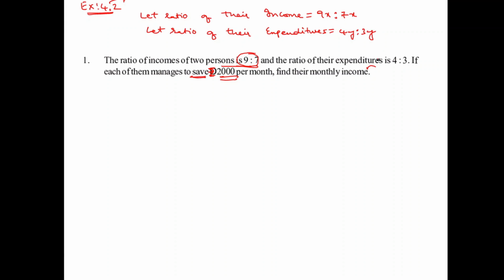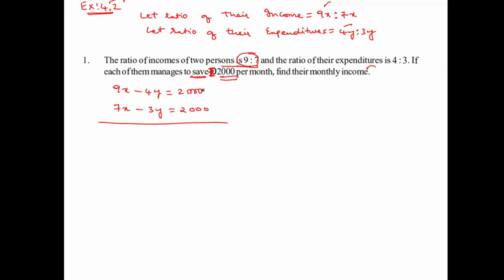So each of them is managing to save, right? So this is his income, this is his expenditure. So from this data, I can write 9x minus 4y equals 2000. Hope it is clear. Similarly, I can write 7x minus 3y equals 2000. So this is the different data of A and B here, right?